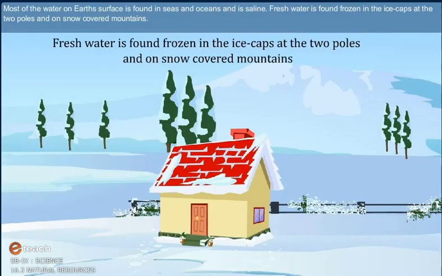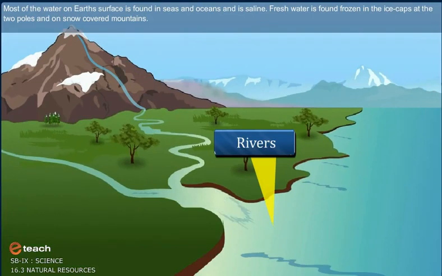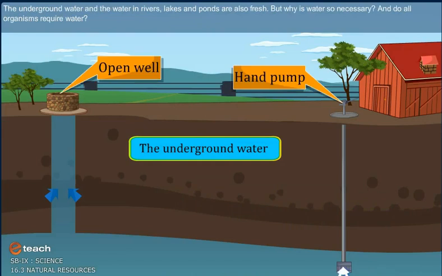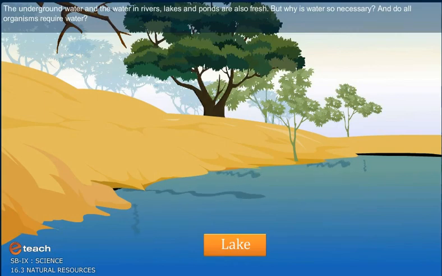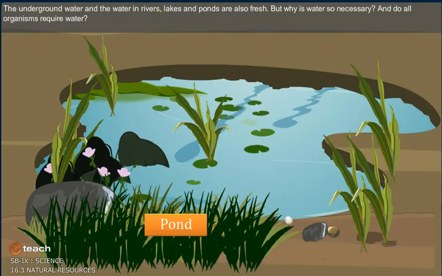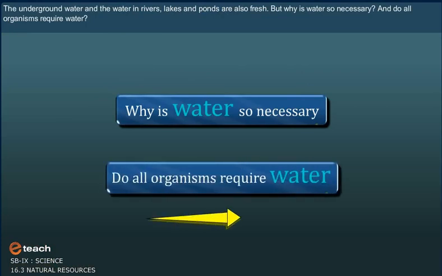Fresh water is found frozen in the ice caps at the two poles and on snow-covered mountains. The underground water and the water in rivers, lakes, and ponds are also fresh. But why is water so necessary? And do all organisms require water?